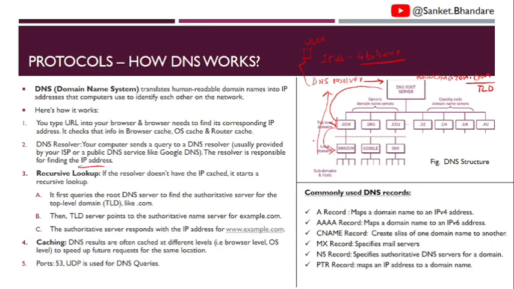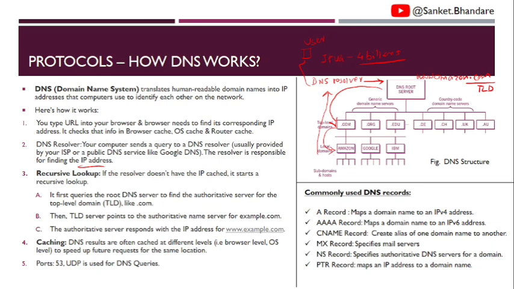So the IP address will first be sent to the DNS resolver, and from the DNS resolver it will be sent to the user, and based on that IP address the website will be rendered to the user. So it also performs the caching process. DNS results are often cached at different levels. So once you open amazon.com in your browser, the IP address will be stored at different levels.